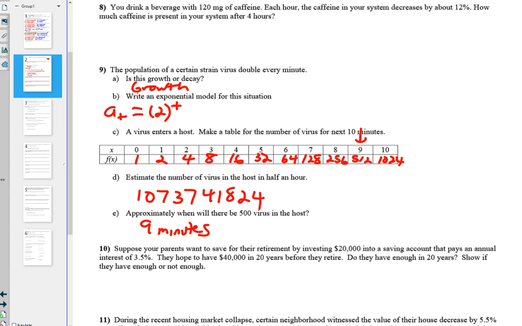You want to learn about logarithms? No. Algebra 2.